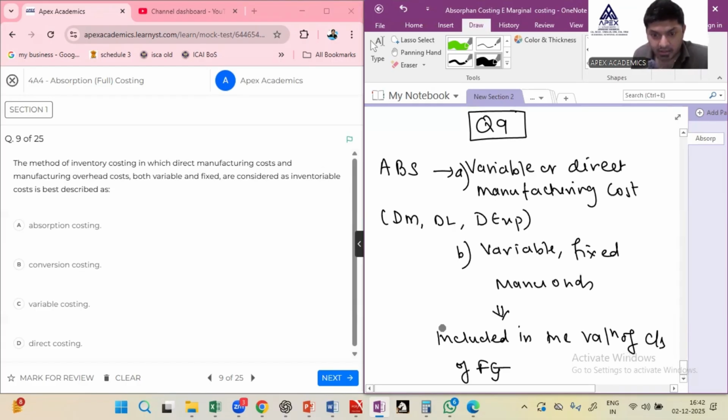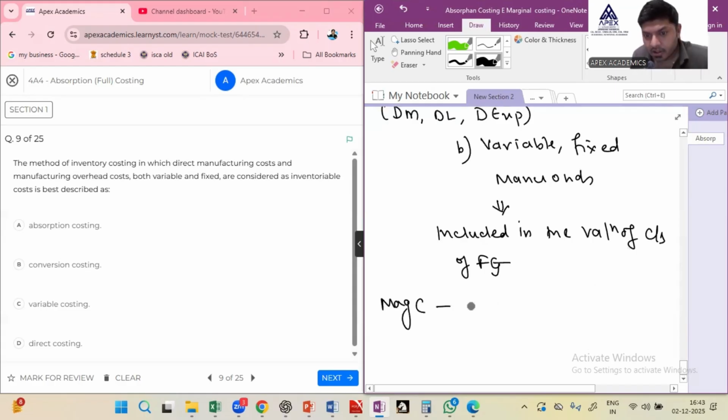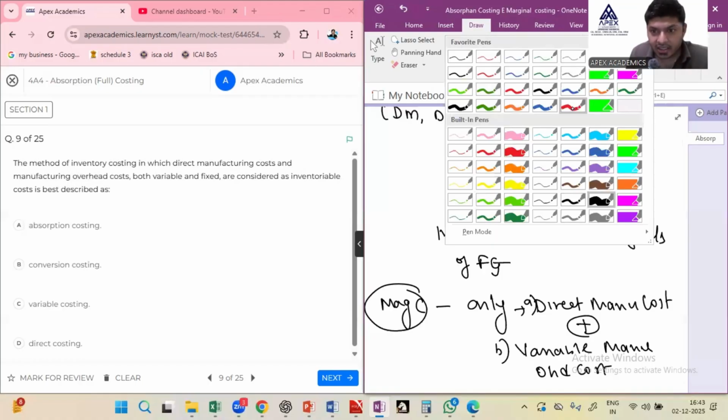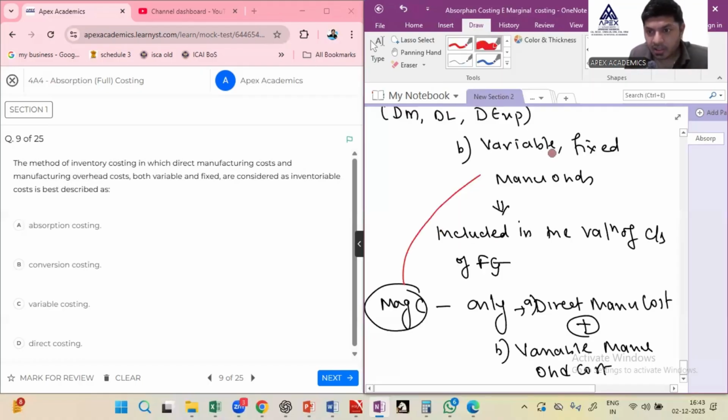Whereas under marginal costing, only the direct manufacturing cost and the variable manufacturing overhead cost are included. Only A and B are included. So in marginal costing, we do not consider what? We do not consider fixed. So this is not in marginal costing.